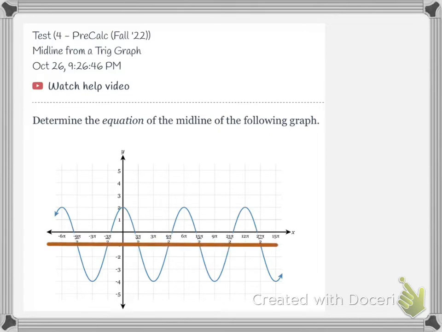So let's see. Is the distance from the max to here the same as from here to the minimum? It looks like it is. They both are 3 boxes. So when writing the equation, once I figure out what it is, you will always write it in y equals form. So where did it cross? It crossed at y equals -1. So that's my answer for midline. Let's try another one.